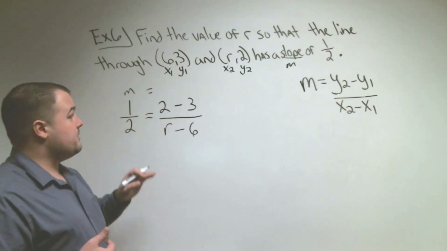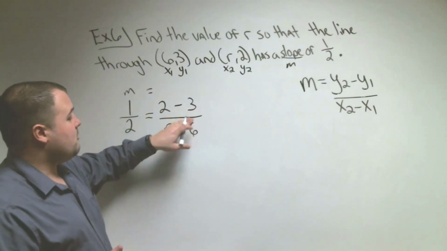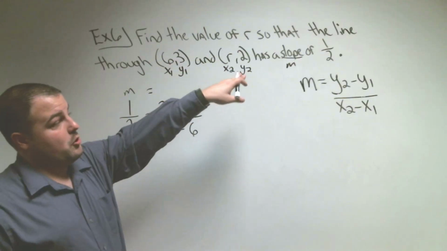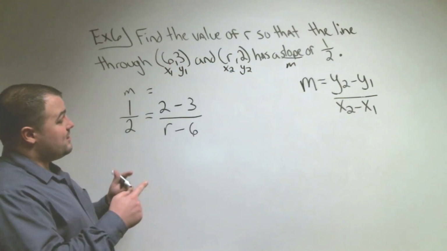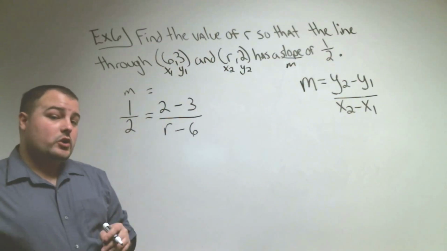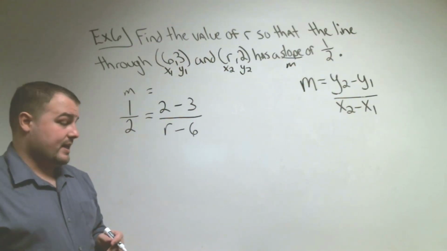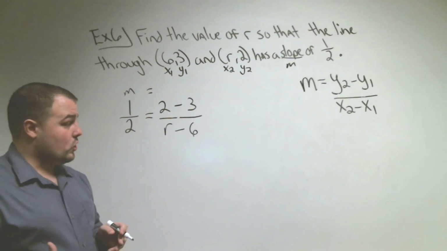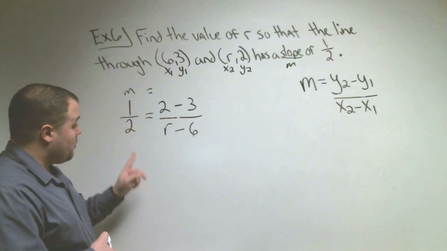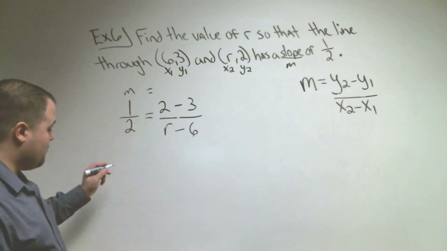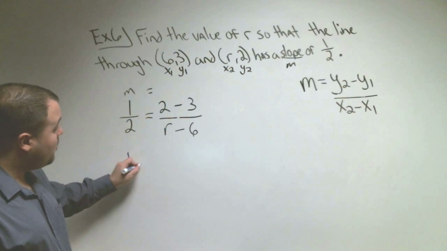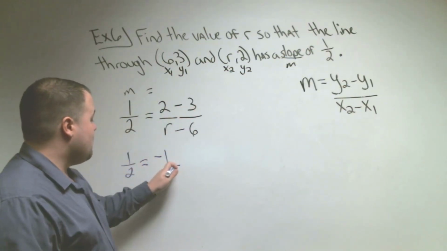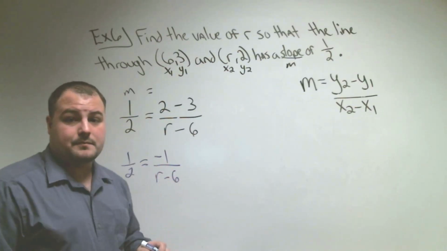So what I did was I did m equals y2 minus y1 over x2 minus x1. Reminder, m is 1/2. Slope is 1/2. Now, since we have a fraction equals a fraction, we could cross multiply and divide, but before we do that, we're going to actually solve the piece that we can solve, combine like terms. So we're going to solve what we can. So we're going to rewrite it. 1/2 equals 2 minus 3, that's a negative 1, over r minus 6.